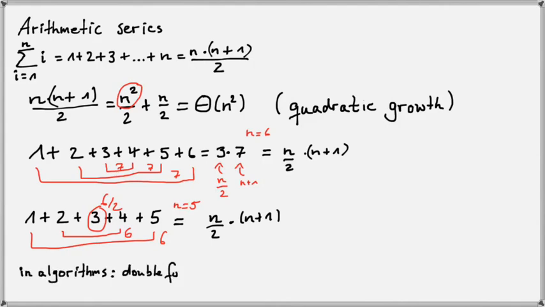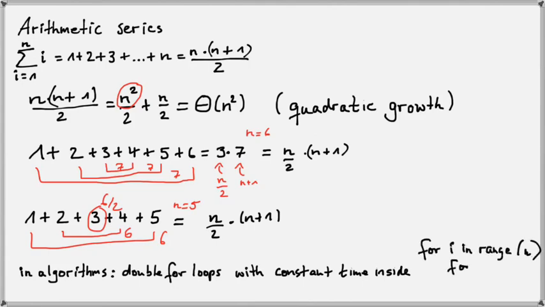As I said, in an algorithmic setting, this occurs in double for loops if I have a constant time operation inside. So that could be something like this. I have a for loop going over i, then j, but j goes up to i, and then I do something like printing here, and then that algorithm would have quadratic running time.